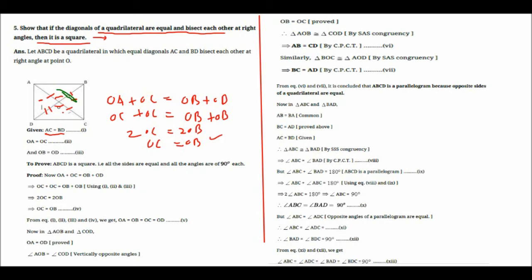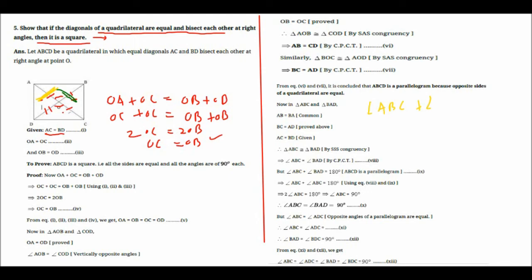Now in triangle ABC, I will change the color, this one, ABC, and triangle BAD, this one. The second triangle we are taking is BAD, right? So these two triangles we are taking.